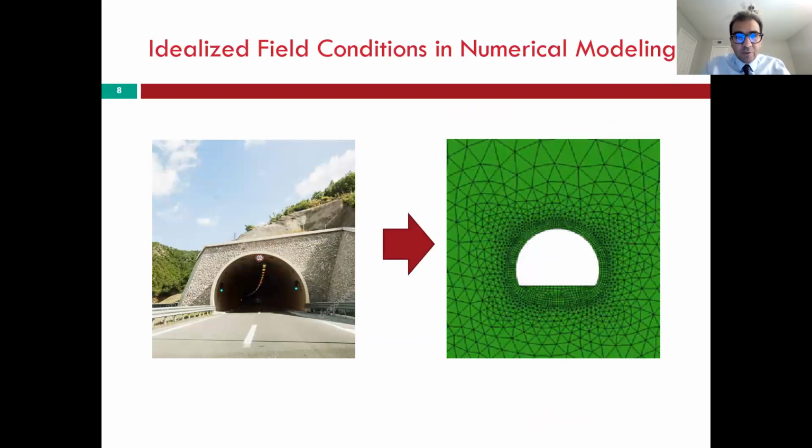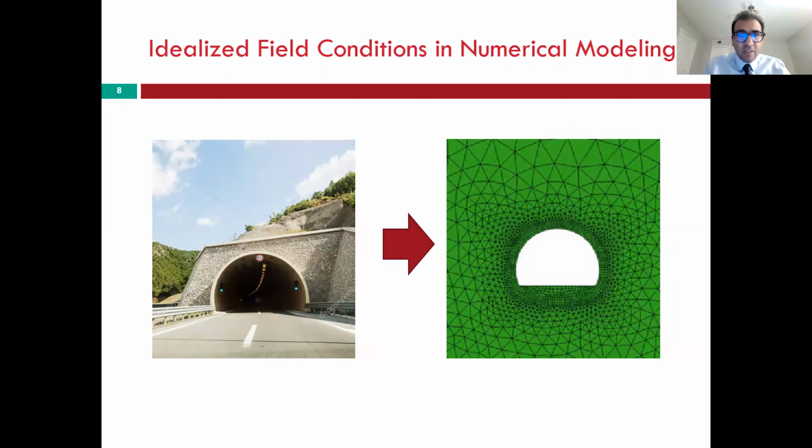And one of the things that we need to understand and make sure that we consider is the idealization of field conditions in numerical modeling. So in many cases, obviously, any field model, any realistic model has a variety of complexities. The reason is because we live in a world of complexity. We live with complex systems. And therefore, we need to deal with these complexities, obviously.